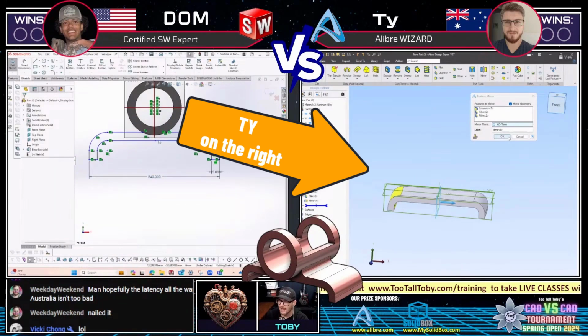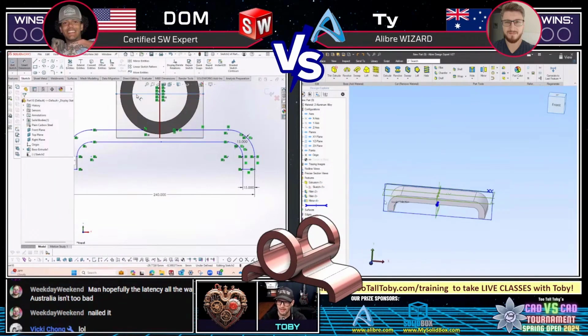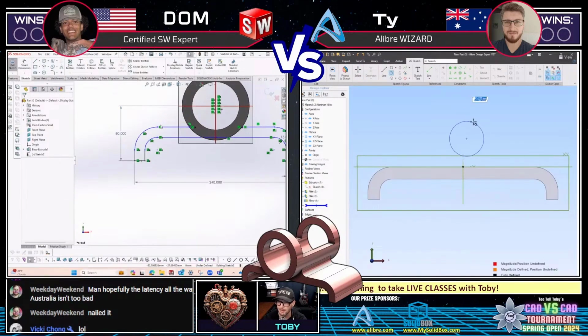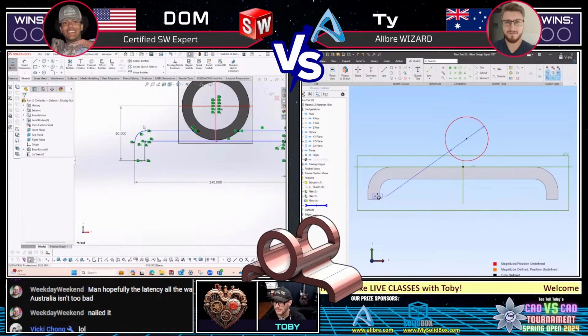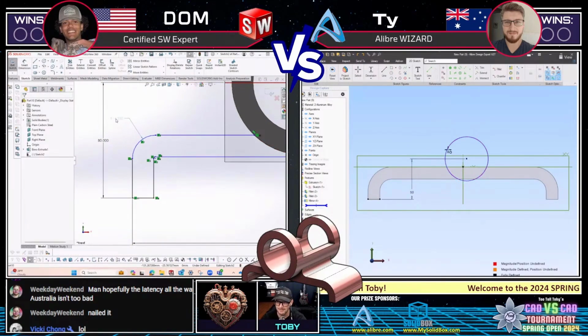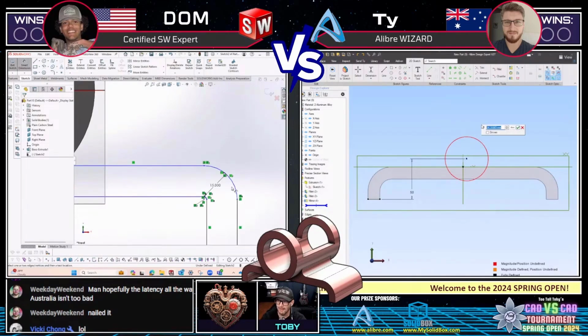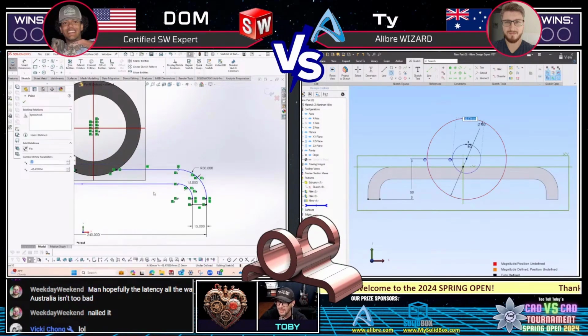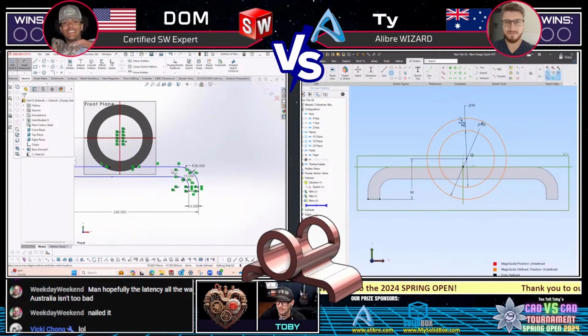We're going to take a look over at Ty on the right. Looks like Ty's already done with that base. That base has given Dom some problems, but Ty was able to get through it no problem, possibly opening the door for Ty to come through with a correct model now. We see that he's creating a dimension from the base up to the center of that circle. I love the way the dimension tool works in Alibre. Very easy, very intuitive. And Ty is going to be going through here and creating this model.